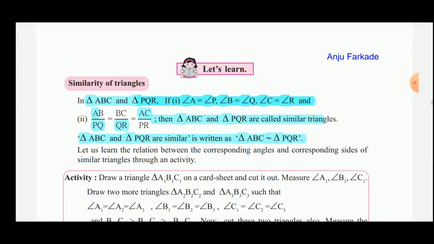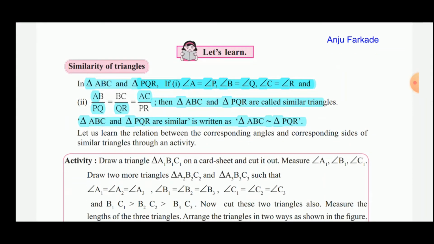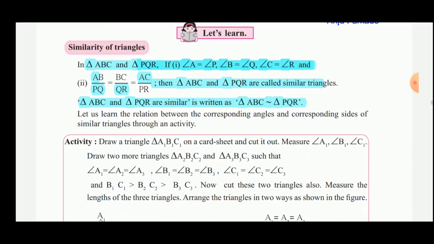Now in this chapter we have to consider the similarity of triangles. So in triangle ABC and triangle PQR, for the correspondence ABC corresponds to PQR, if angle A is equal to angle P, angle B is equal to angle Q, and angle C is equal to angle R, and AB upon PQ is equal to BC upon QR is equal to AC upon PR, then triangle ABC and triangle PQR are called similar triangles. So triangle ABC and triangle PQR are similar. This is written as triangle ABC similar to triangle PQR.